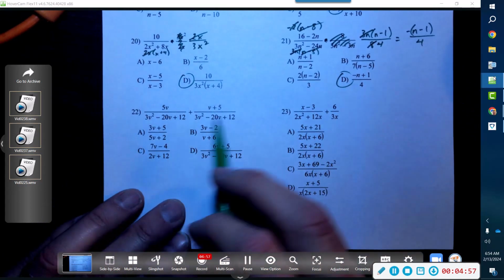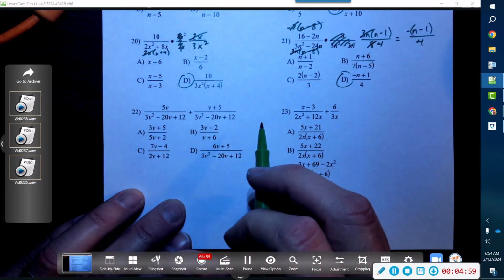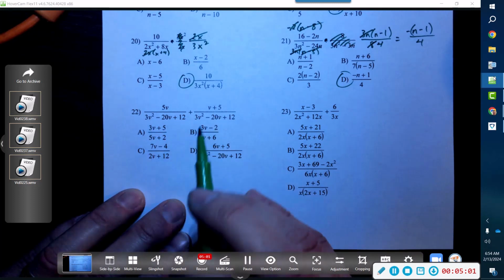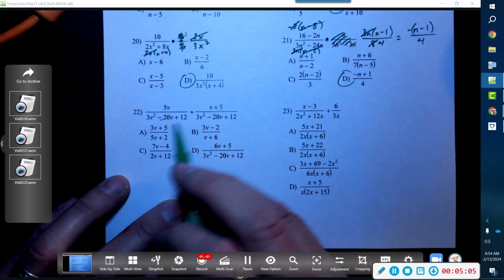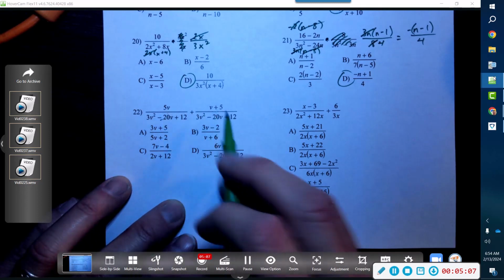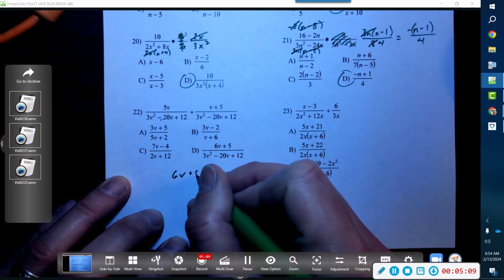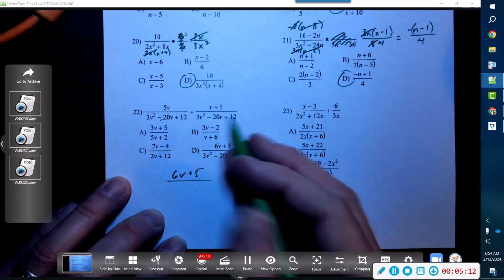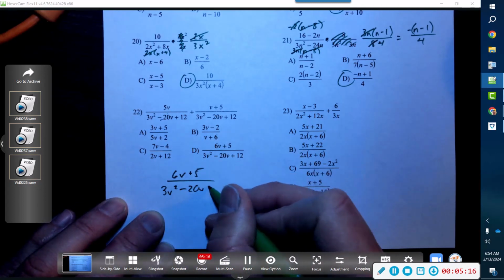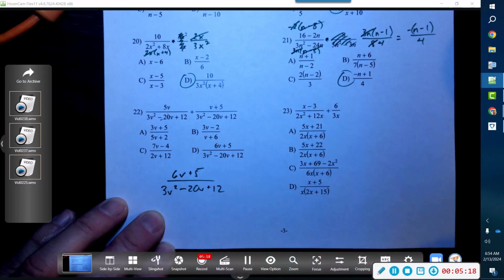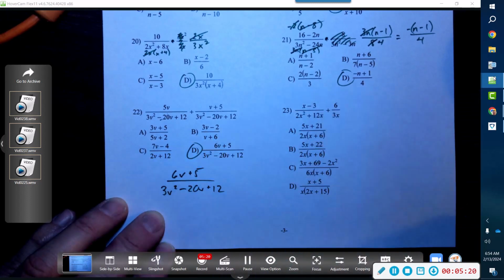All right, now here we have addition. So this is not multiplication. Okay, these guys do have the same common denominator, so this one is great. I can literally add these two to get 6v plus 5. And then these denominators here don't have to change at all. I've already added them. So the answer here is D. Okay, they already have a common denominator.